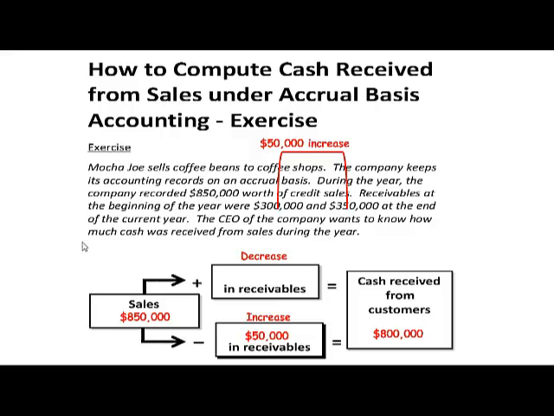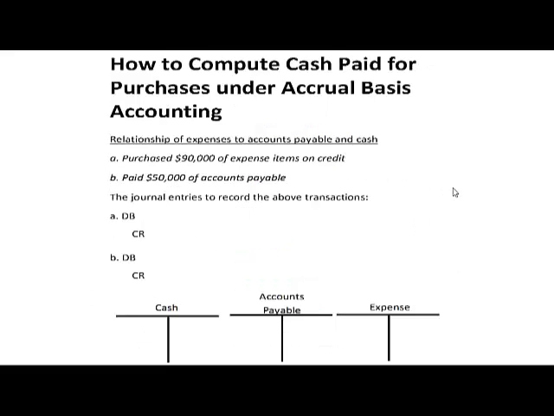Now let's go ahead and take a look utilizing a similar concept. Let's convert accrual-based expenses and payables to cash basis. Okay, again, we have two fairly simple transactions. And with A, we purchased $90,000 of expense items on credit. In other words, we purchased these items totaling $90,000 and we promised to pay for them in the future. So our entry would be debit expenses $90,000 and credit accounts payable, which means we have an obligation to pay in the future of $90,000.